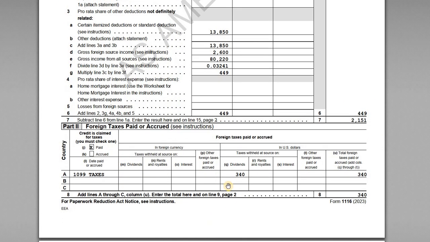Now in part 2, he's got the $340 of taxes withheld at source. And when you have the taxes withheld at source reported in US dollars, reported on a 1099, you don't have to enter a date paid or accrued. You can just put 1099 taxes.